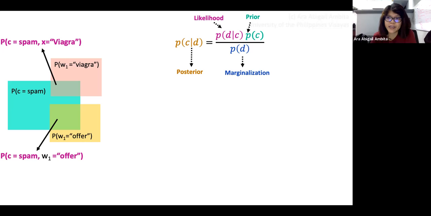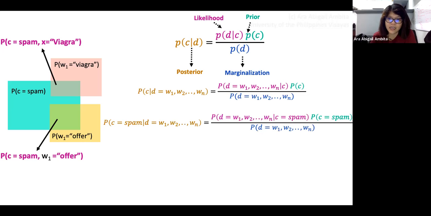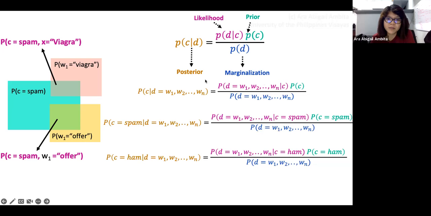So we can then modify the previous Bayes rule, having the probability of C given D, where D is a set of words W sub 1 to W sub n. So we simply replace D with a set of words, or in this case, the bag of words. So what would be the probability of C being spam given this set of words? And what would be the probability of C being ham given this set of words? Okay.